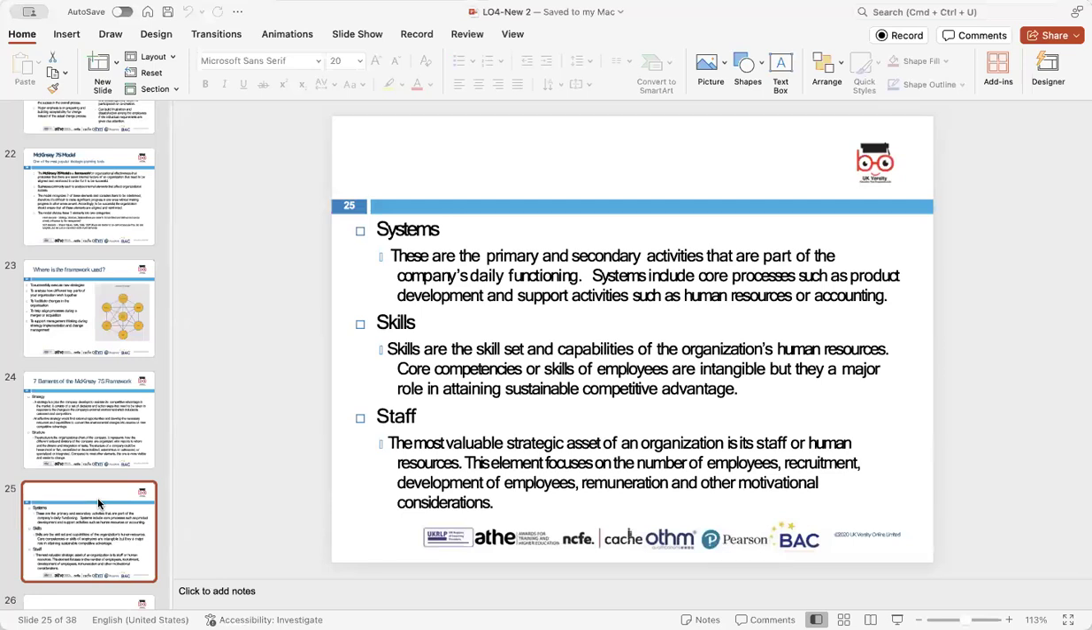Finally, next one is staff. Staff is the organizational workforce. This element focuses on recruitment, development, remuneration, and motivation of employees. Staff is considered a valuable asset contributing significantly to the organization's strategic goals.